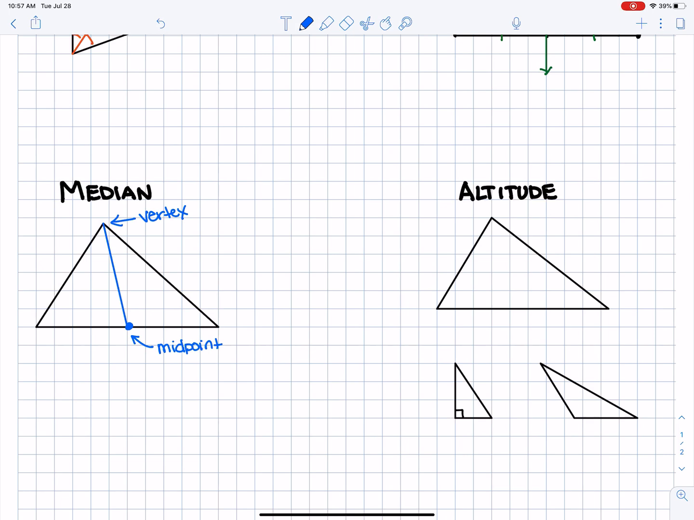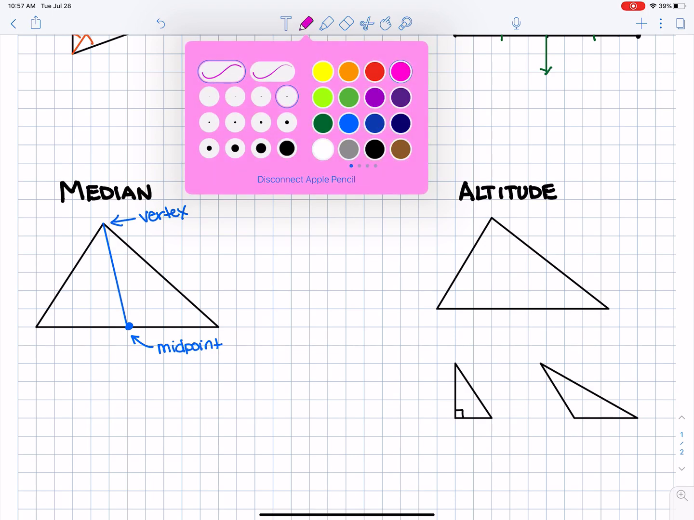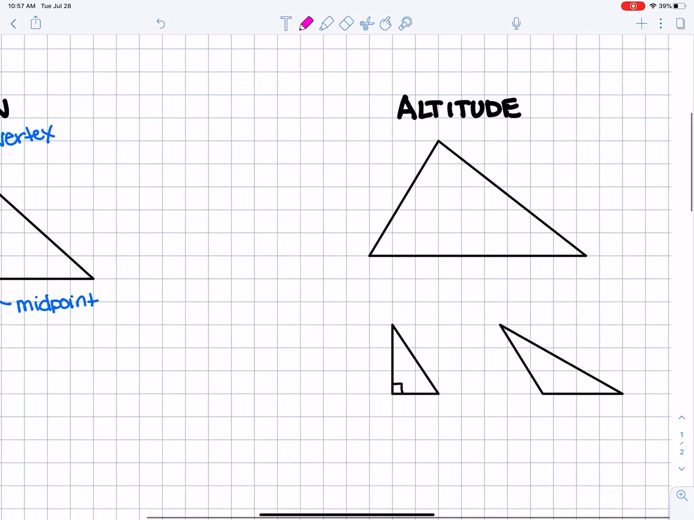Now, altitude is something that you already know about. Altitude is just the height of a triangle, and we've been talking about the height of a triangle since you were in elementary school. So the altitude is just the perpendicular segment from the vertex to the line containing the opposite side. So if we're going to call this our vertex, then we need the perpendicular line to the other side. And if you look at that, it definitely looks like the height of a triangle.